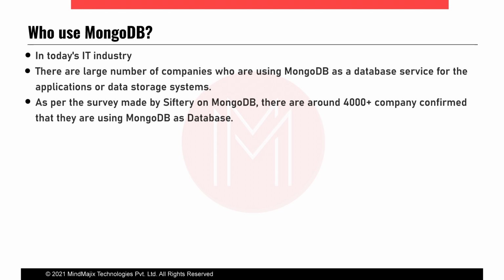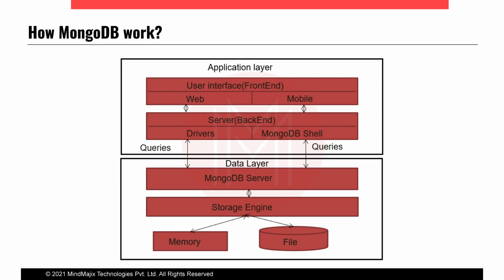Then now we are moving to the architecture of MongoDB. How does MongoDB work? The architecture overview, everything, we are discussing here. The first point: in MongoDB, the entire architecture is divided into two layers. One is the application layer, and the other one is the data layer. Front end and back end, as we call them. The front end is in the application layer, and in MongoDB too, the front end is in the application layer.